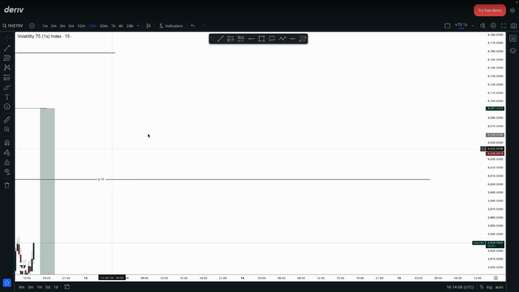What is technical analysis, right? Technical analysis is a study of price charts to predict where the market will go next. And how do you study the price charts?